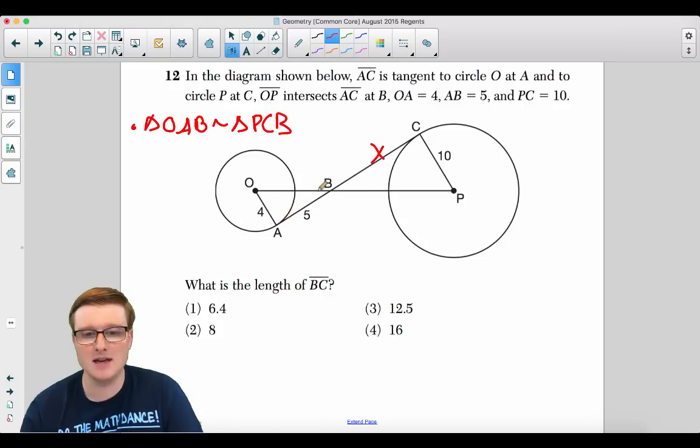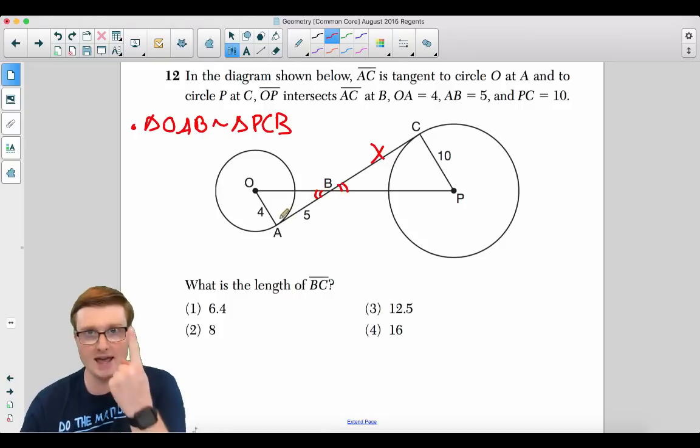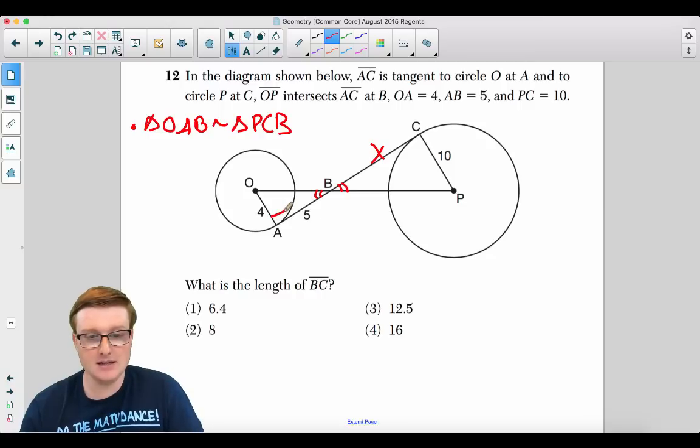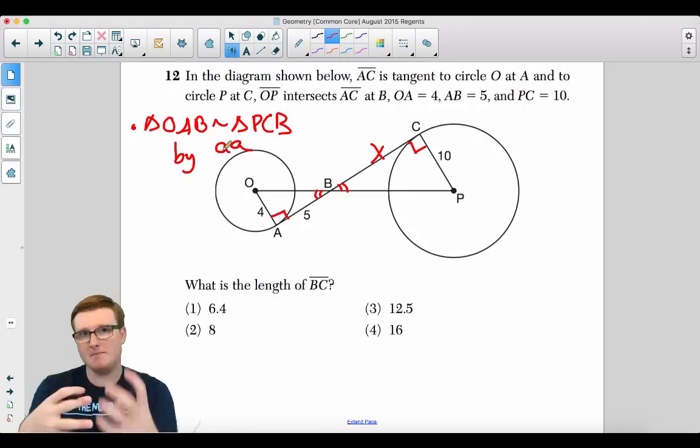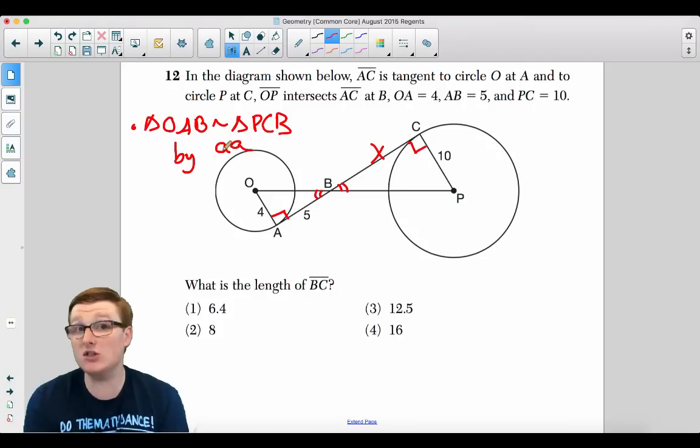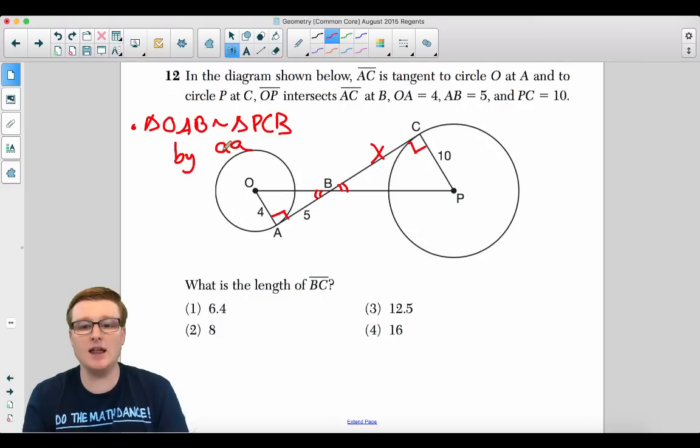I'll tell you why. These angles are vertical angles over here. So that's one angle that we could prove. These angles over here are right angles because a radius is perpendicular to its tangent. So these two triangles are similar by angle. This is what the Regents likes to do. They like to give you some background information so you can make the determination on whether or not it's similar. And since these two triangles are similar by angle, we could set the sides in proportion.